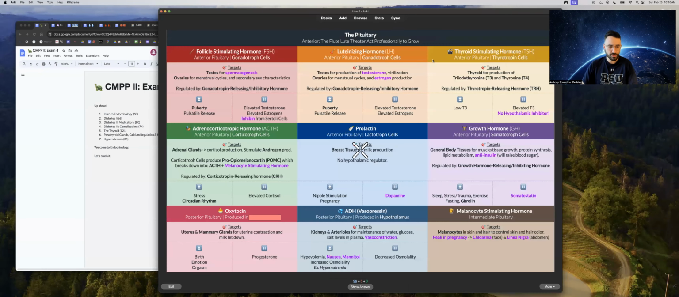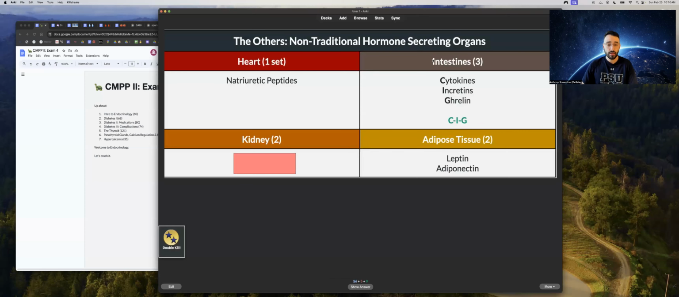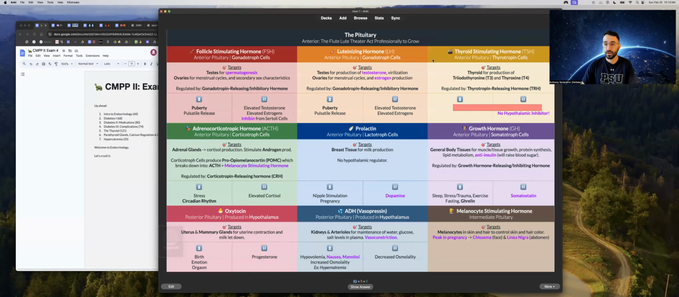Okay. Oxytocin is produced where? Produced in the hypothalamus, but then it's moved to, oh, wait. I'm sorry, hold on. Yes, produced in the hypothalamus, then it moves to the posterior pituitary. Parathyroid regulates calcium and phosphorus. Kidney is going to be EPO and renin. Let's go, baby. All right.